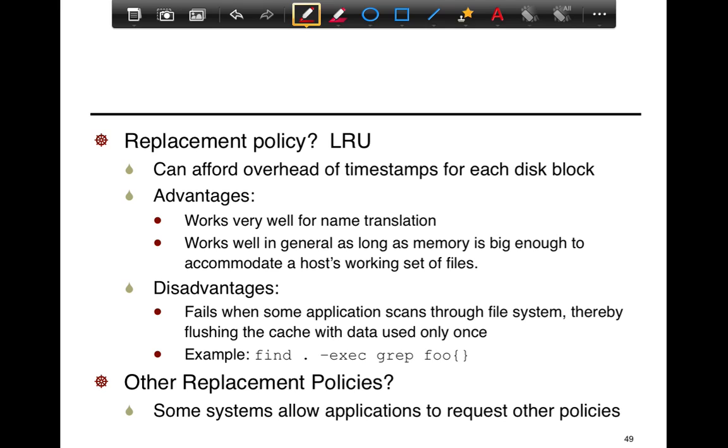This works reasonably well for name translation. It works reasonably okay as long as you have enough memory allocated to the buffer cache. It does not work well if you start scanning through the file, because remember that with LRU, it depends on reuse. You need to have reuse for LRU to work. In fact, it works pretty badly if all you're doing is just streaming through the data.